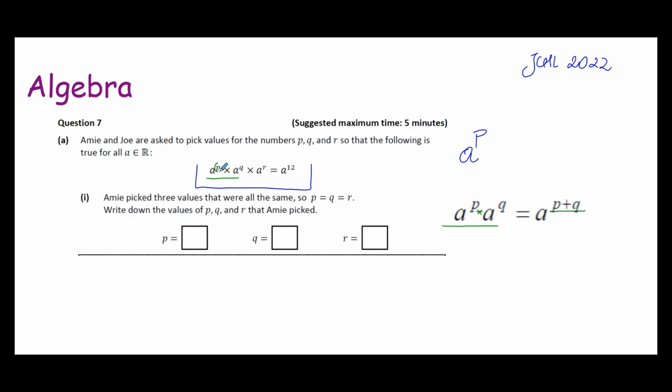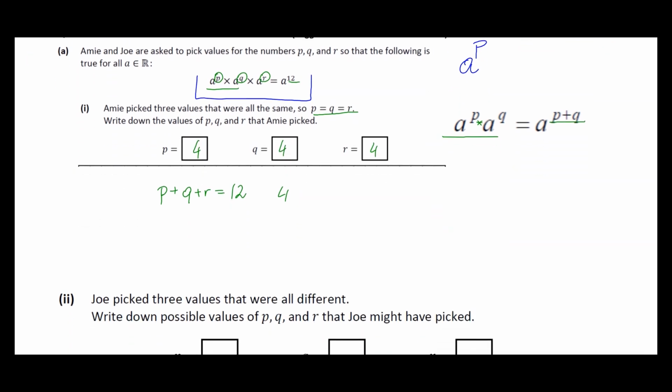So that means P and Q and R together. If I add up these values, I'm going to get 12. So 3 numbers added is equal to 12. There could be a lot of numbers that I can add. However, they all have to be of the same value because we are told that the three values, the P and the Q and the R, are the same number. So what 3 numbers added will give me 12? 4 indeed.